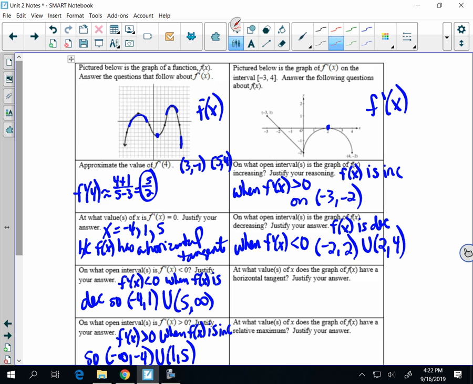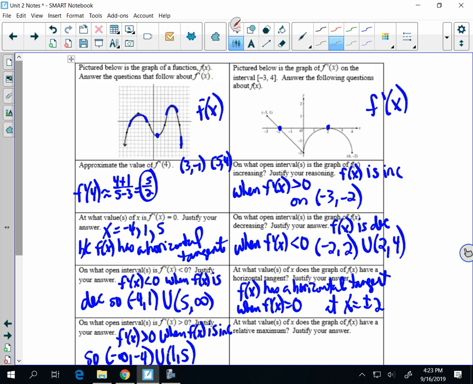It says, at what values of x does the graph have a horizontal tangent? F of x has a horizontal tangent when f prime of x is equal to 0. And that's at 2 places. At both positive and -2 is where my derivative equals 0, and then it changes from positive to negative. But it's not guaranteed to be a max or min, and here's the reason why.